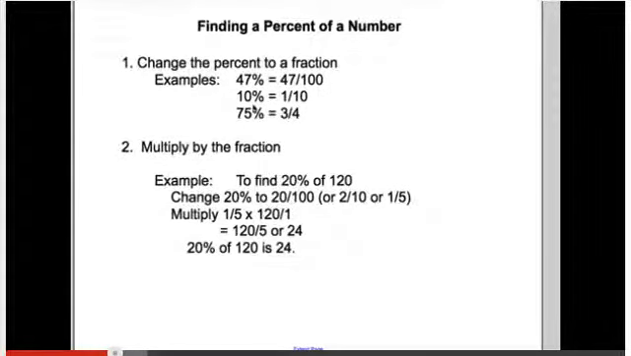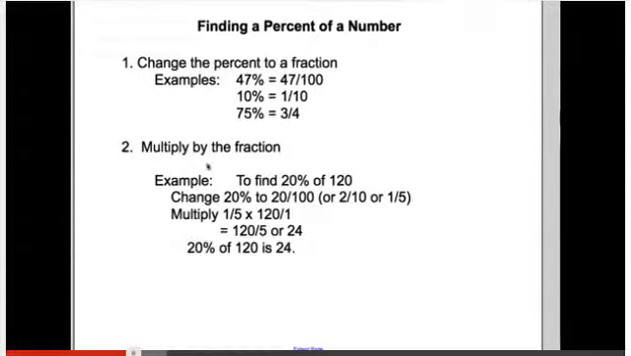Some percents we know in reduced form, like 10%. You probably all know that's 1/10. It's 10 over 100, but simplifies to 1/10. 75% is 3/4. 75 over 100 simplifies to 3/4. So the first thing you do is change the percent to a fraction. The second thing you do is multiply by the fraction.